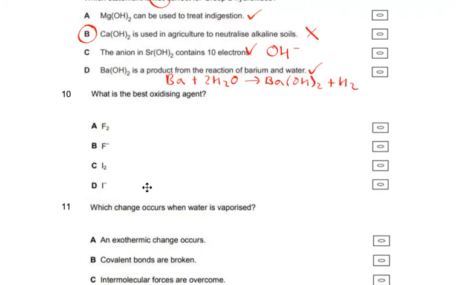Question 10 asks you about oxidizing agents. An oxidizing agent accepts electrons. Fluoride and iodide are already reduced, so you can rule those out straight away. They can't accept electrons. You then need to consider which is the best oxidizing agent from fluorine and iodine.